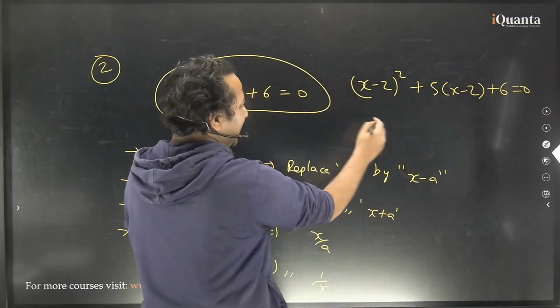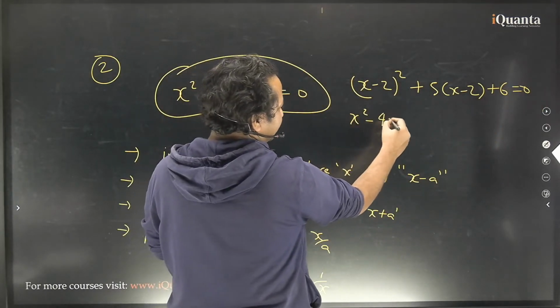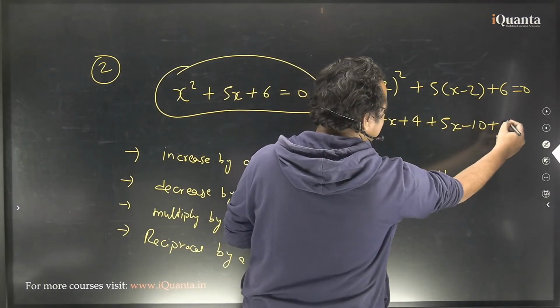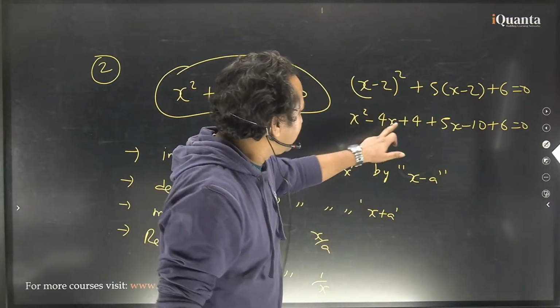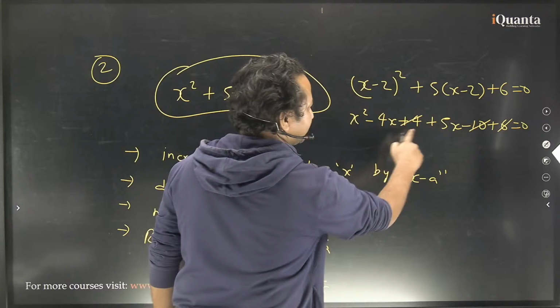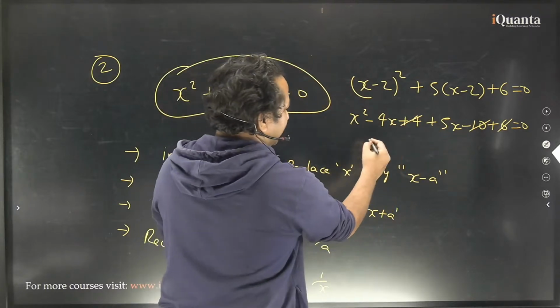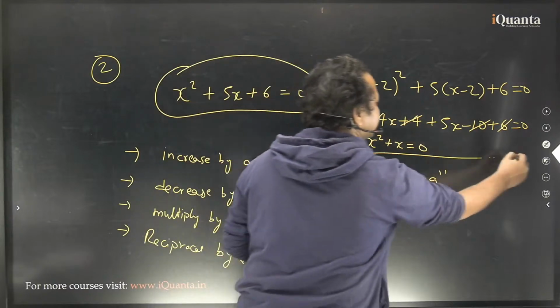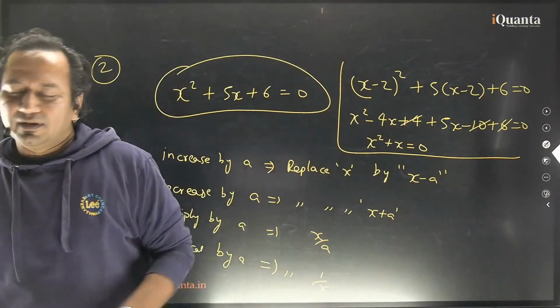If you expand this, you will get x square minus 4x plus 4 plus 5x minus 10 plus 6 is equal to 0. Look at this. Plus 4 minus 10 plus 6, they get cancelled. Minus 4x and plus 5x is plus x. So I get x square plus x equal to 0. This will be our answer in just one step. Isn't it?